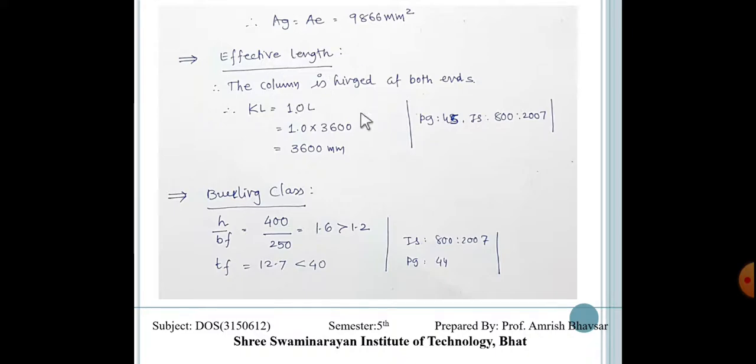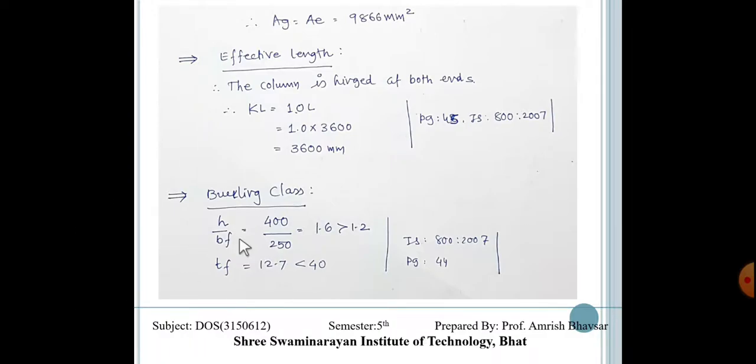Now we have to find out the effective length, and the effective length must be taken from page number 45 of IS 800, and there we have the condition that both ends of the column are hinged. So the KL is equal to 1 into length, so it is 3600 mm. Now buckling class is given on page number 44.